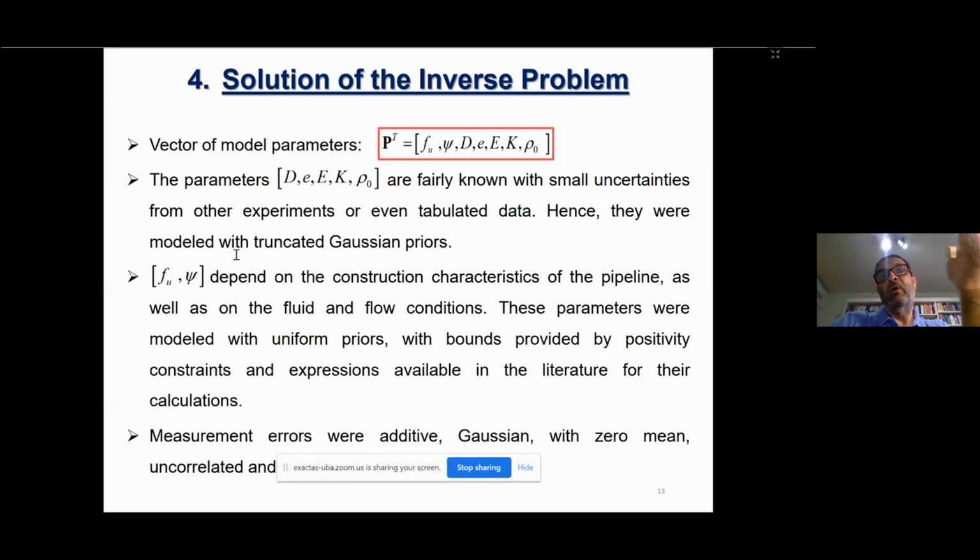Our objective is actually to characterize the pipe and the flow in terms of these two parameters during a water hammer phenomenon. For these two parameters, we have simply used uniform priors with bounds given by a positivity constraint and also from the expressions available in the literature for the delta. Besides that, the measurement errors were assumed to be additive, Gaussian with zero mean, uncorrelated, and with known variances.